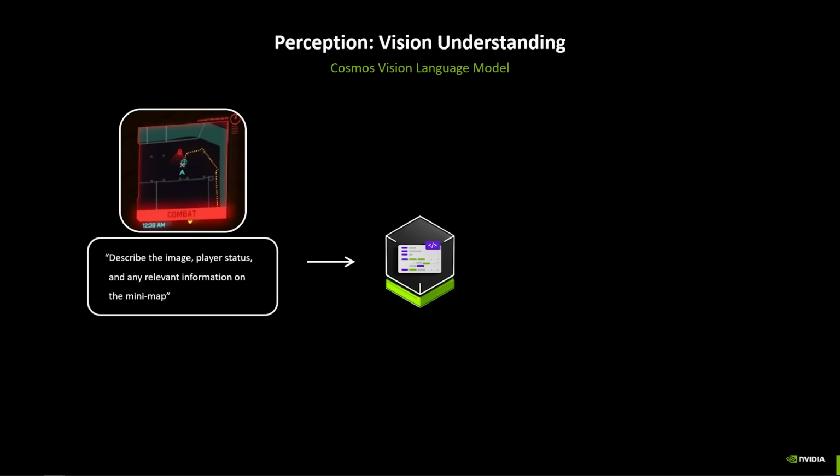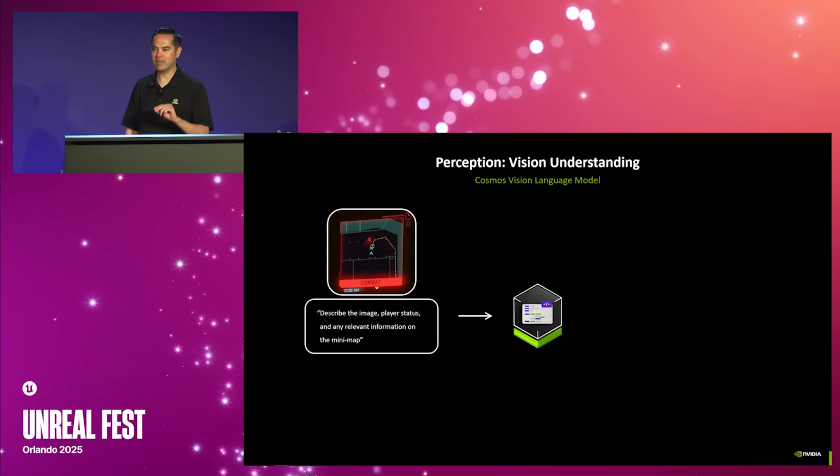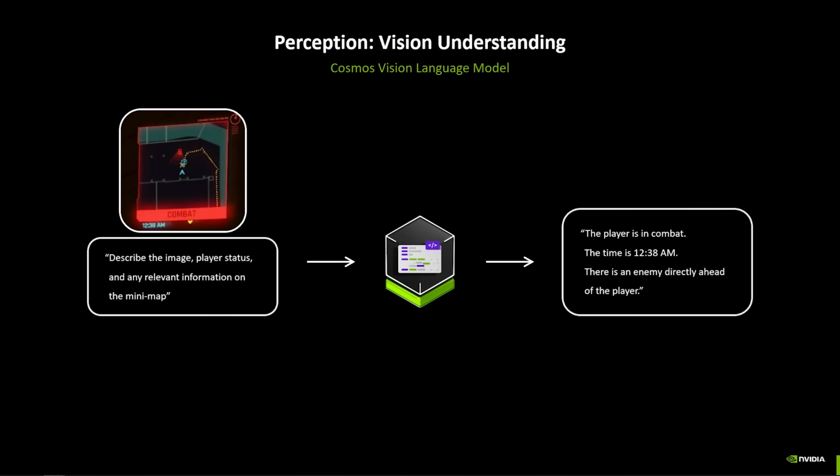Here's an example of our vision language model, right? This goes to our idea of perception, giving the characters the ability to perceive. Now again, this is our Cosmos VLM, vision language model. This is running on device. I can feed in two different inputs here. I can feed in an image, and I can basically ask the prompt here, describe this image, player status, and any relevant information on the mini-map here. So once I feed this input into the SLM, or excuse me, the VLM, we get this response, right?